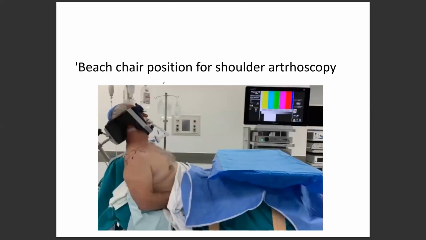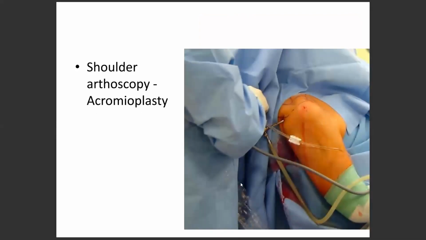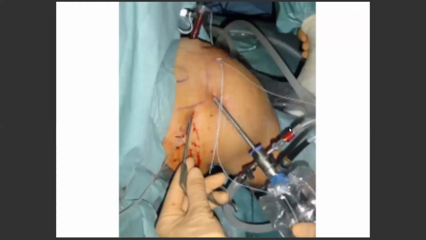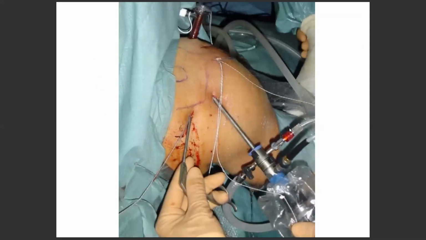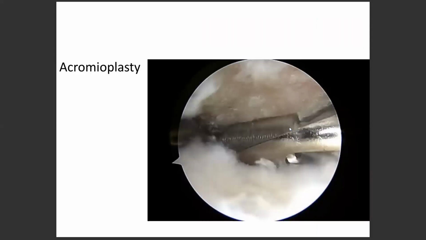This is the beach chair, which is used for shoulder arthroscopy, a specific chair made for that. This is the place of the arthroscopic portals, drawing and anatomical landmarks. Shoulder arthroscopy for the acromioplasty. These are the two holes which are made. Osteophyte removal with the special burr. This is the acromioplasty, shaving of that acromion, reshaping of the acromion.